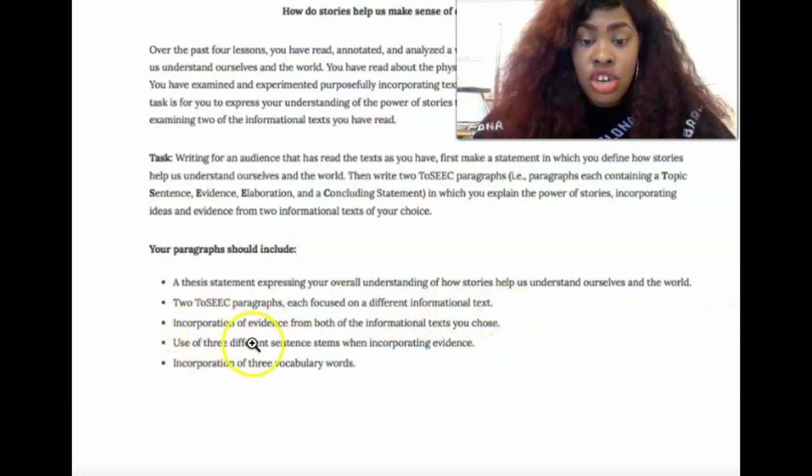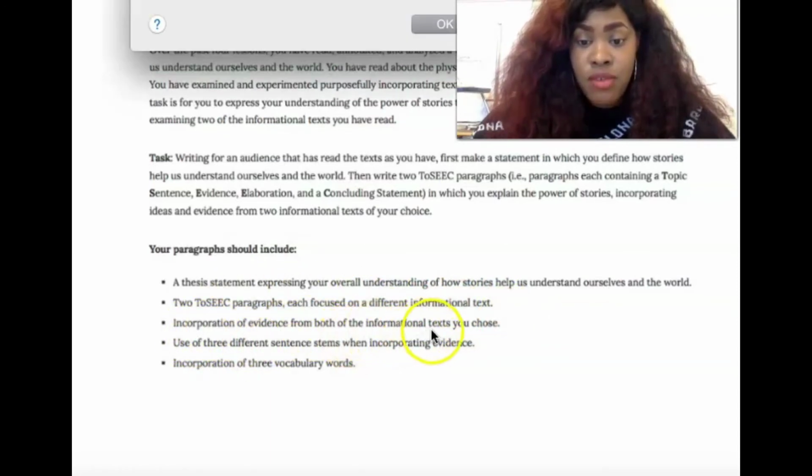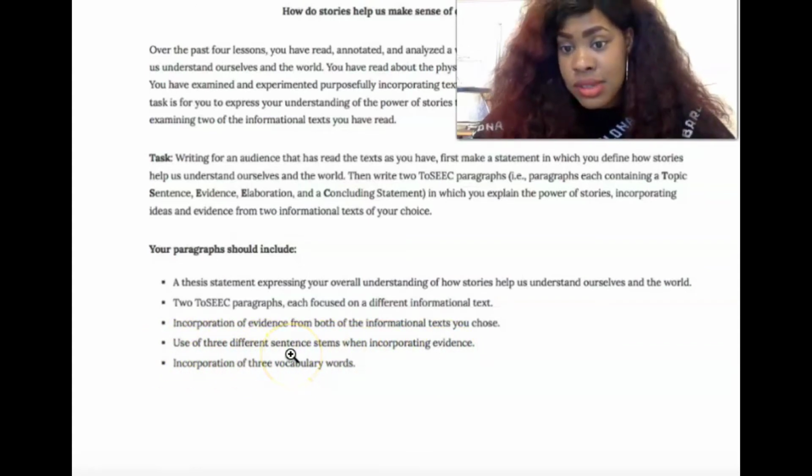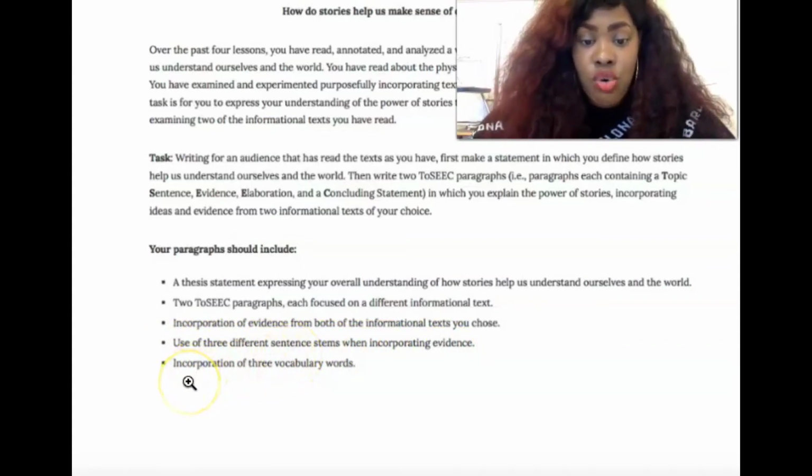An incorporation of evidence from both of the informational texts that you choose. And use of 3 different sentence stems when incorporating evidence. So this is a variety of sentences, so not all simple sentences. And you need to incorporate 3 vocabulary words.